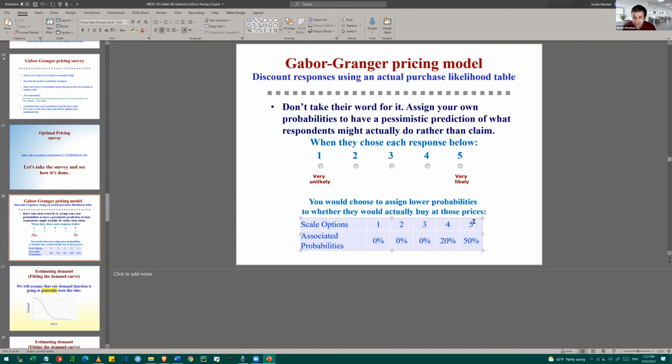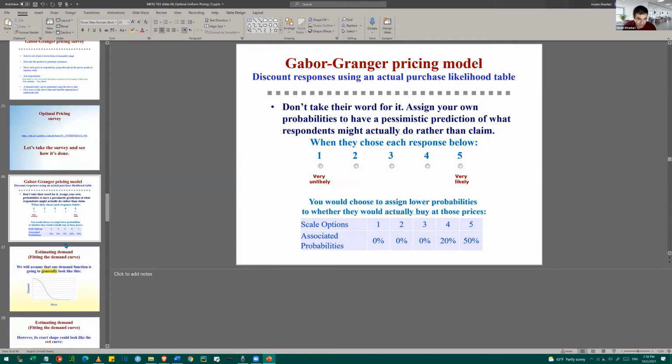You just decide how likely, this depends on how optimistic you are. If someone says very likely to respond, what is the probability that they will actually go and buy if they are given the opportunity? The same for number 4. If someone says they are likely to buy, we are giving them a 20% chance of buying. And if they're on the borderline or unlikely, we give them a 0% chance of buying. So that pessimistic view gives us a more conservative estimation of the optimal price. So that's the data collection technique.